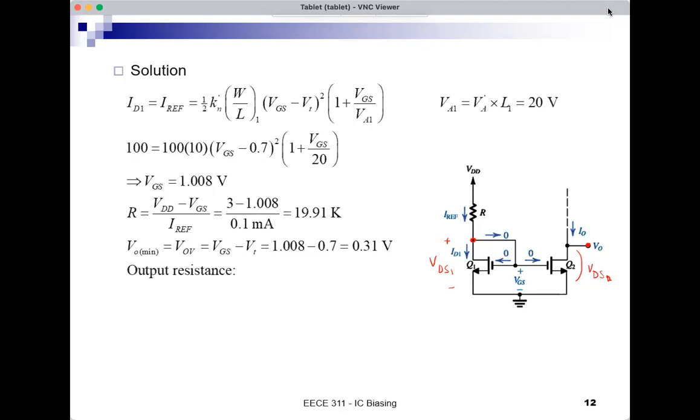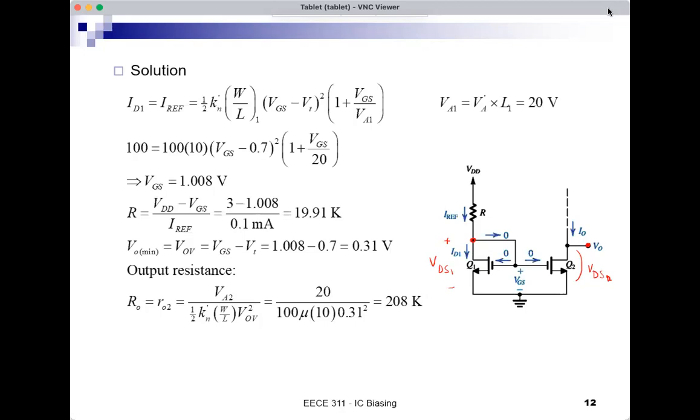The output resistance, we derived the formula for that, and it's equal to small r02, which is VA2 over half K prime, W over L2, VOV squared. Now, all of these quantities, I have them now. So VA is 20, and then 100 times 10, and I just calculated VOV to be 0.31, so 0.31 squared, and I get 208 kilo ohms for the output resistance. 208 kilo ohms, this looks like a large resistance, so that should be fine.